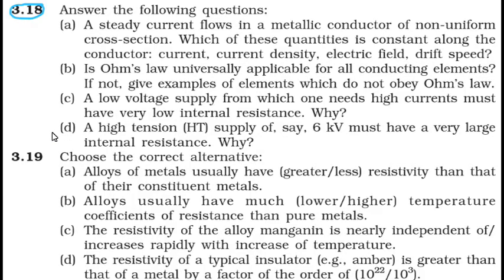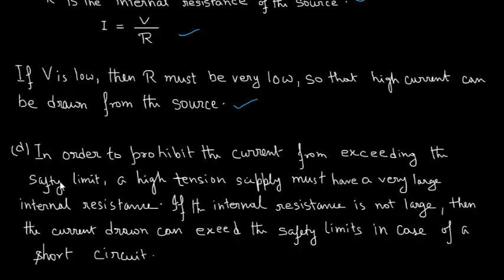Now we'll see part D. A high tension HT supply of say 6 kV must have a very large internal resistance. Why? In order to prohibit the current from exceeding the safety limit, a high tension supply must have a very large internal resistance. If the internal resistance is not large, then the current drawn can exceed the safety limit in case of a short circuit.